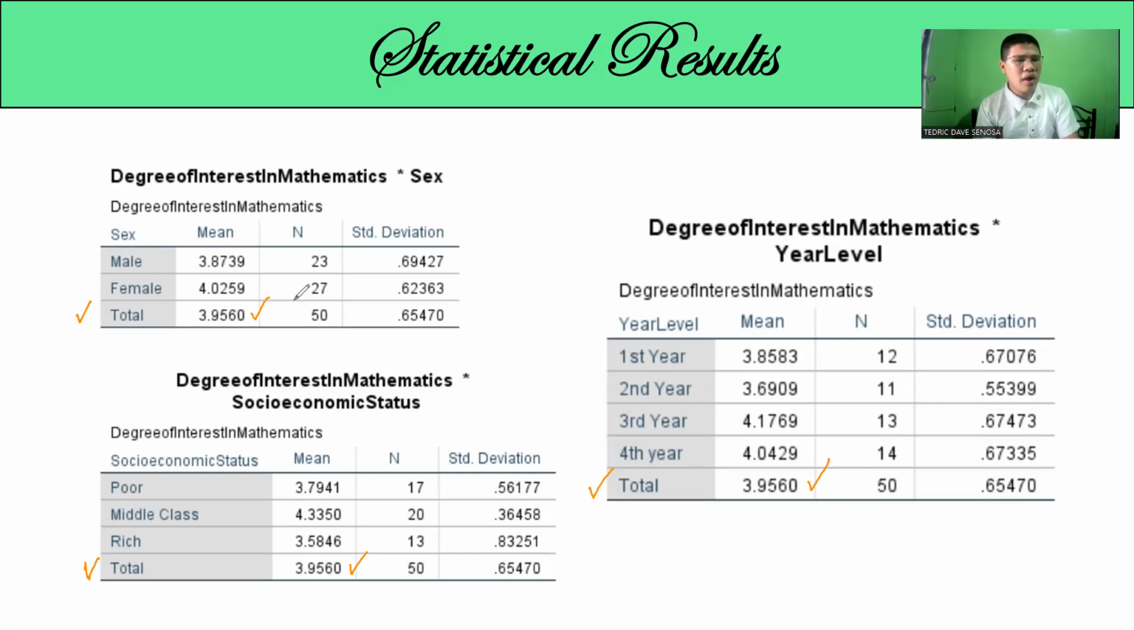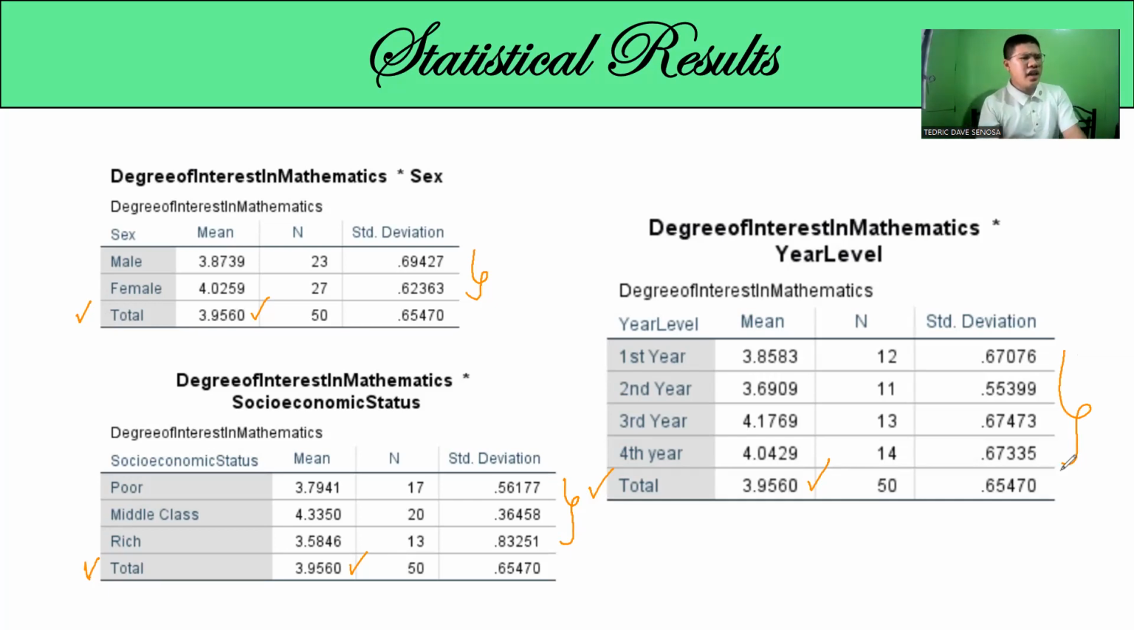What about when grouped according to sex? So you probably need this one. And when you need the degree of interest in mathematics in terms of socioeconomic status, you need these rows, the first 3. And of course, for the year level, the first 4. So when categorized according to their own groups, you need all the rows except the total. That's a contradiction when you need the total. If you need the total, you only need to see the last rows and you only need to put it once in your APA table.